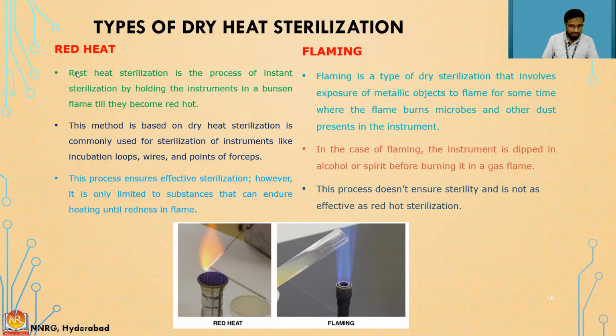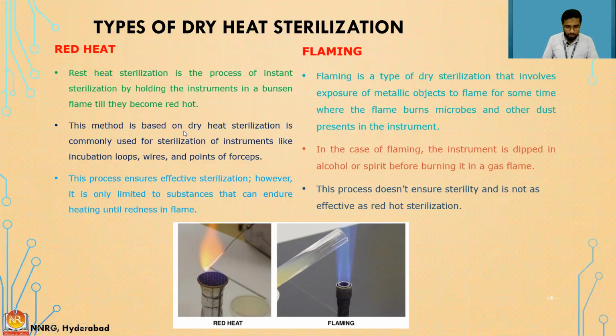This is red heat, not rest heat. Red heat sterilization is a process of instant sterilization by holding instruments in a Bunsen burner flame till they become red hot. Until they become red hot, it will not be sterile. After it is red hot, we take it out from the flame and let it come to room temperature, and that will be a sterile one. The best example is the rod that we use to inoculate microorganisms. The thin rod is first kept in the red flame so that it becomes red hot. After that, we let it come to room temperature and then use it for culturing the microorganism.